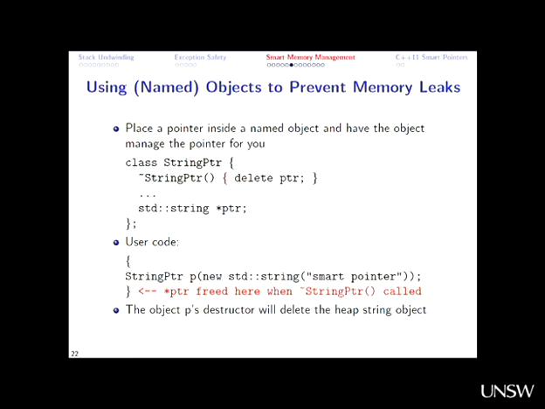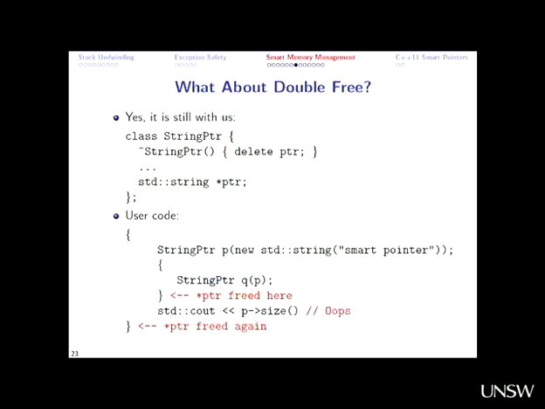Okay, revision from last week. But what about this problem? This nice smart pointer has a couple of big problems with it. I have a string pointer. I go into another piece of code, another scope, and I have a string pointer q, it copy constructs p. When q goes out of scope, what happens? So I've got my smart pointer p, and I have my smart pointer q, but q is copy constructed from p.